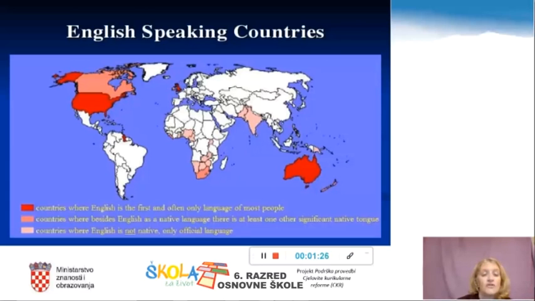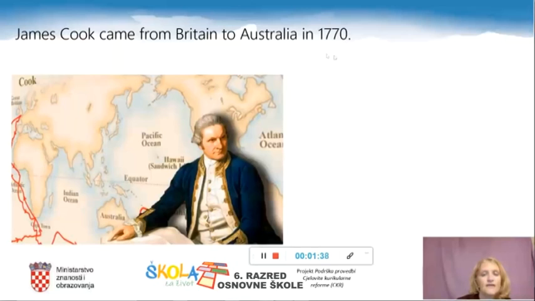So the home of English is here, in England, in the United Kingdom, in Europe. And from here, people were traveling. And this is how English got to all parts of the world. In 1770, Mr. James Cook, who was a captain of a big ship, came from Britain to Australia.